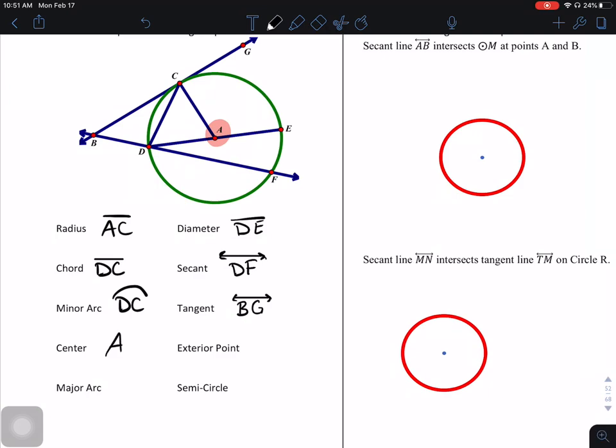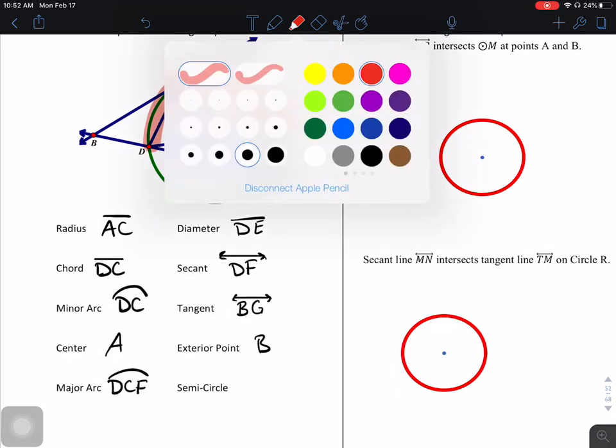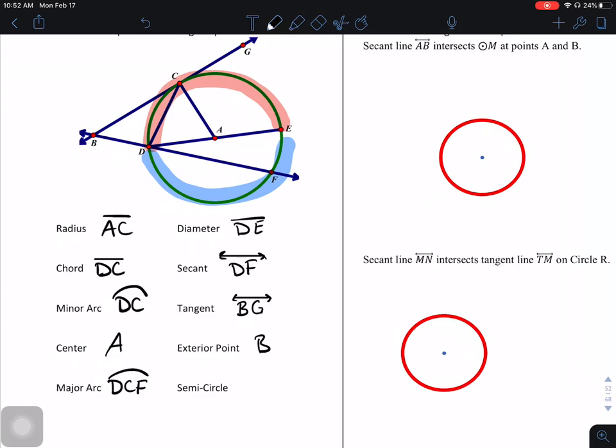A major arc is more than halfway around the circle, and you got choices for this. I'm going to choose arc DCF. An exterior point, you could choose B or G. Semicircle is an arc that goes halfway around the circle. So you could choose that semicircle, or you could choose this one. I'll choose the bottom one. Arc DFE is a semicircle.